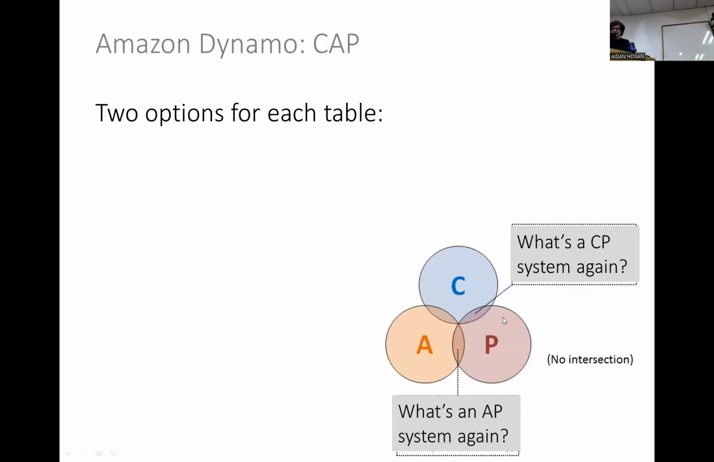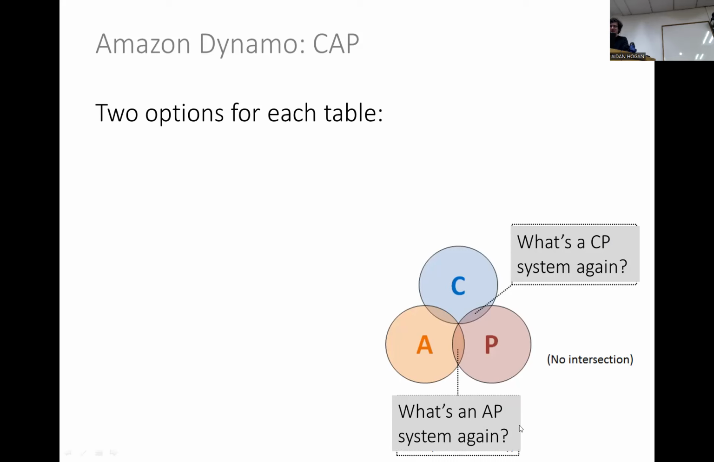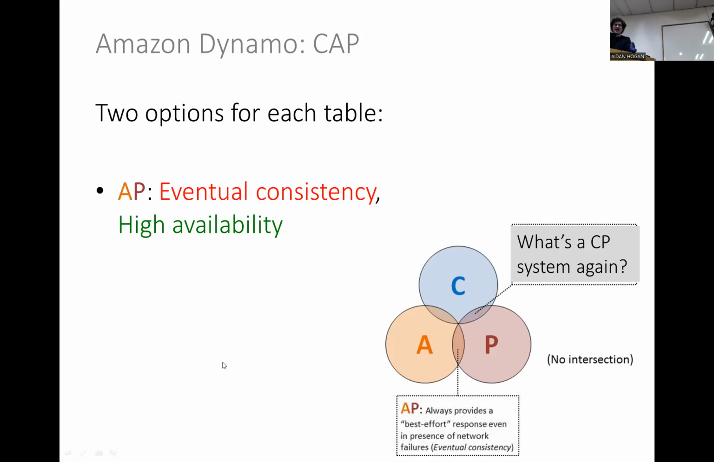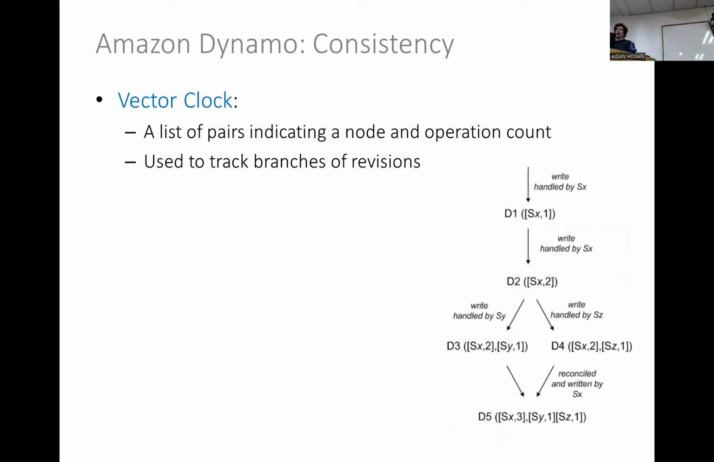So in terms of the CAP system, we can have 2 options for each table. We can have a CP system. So what's a CP system again? So it's consistency. Oh, answer the other one first. What's an AP system again? An AP system means that we have eventual consistency and high availability. So we're always trying to give answers, even if they're not the most accurate, always. And then the CP system, we have the option for that, which would be the strong consistency with lower availability. So we're a bit more careful about what we return, possibly even rejecting requests if we're not sure.